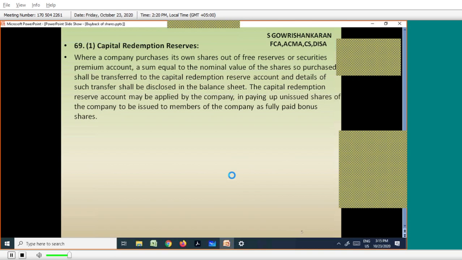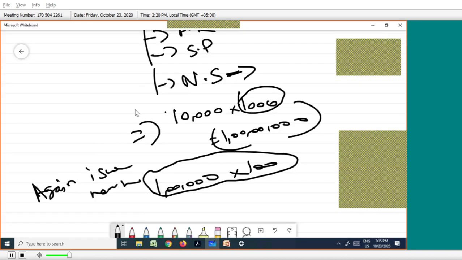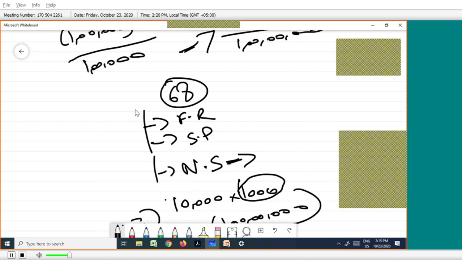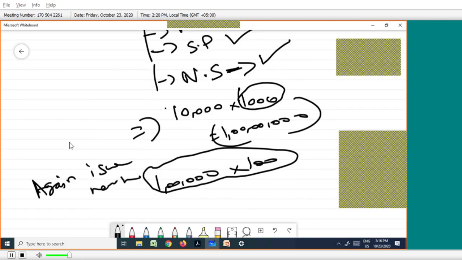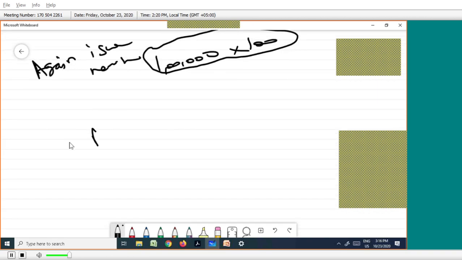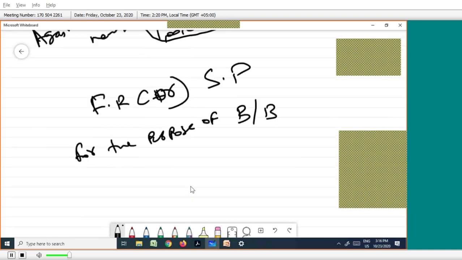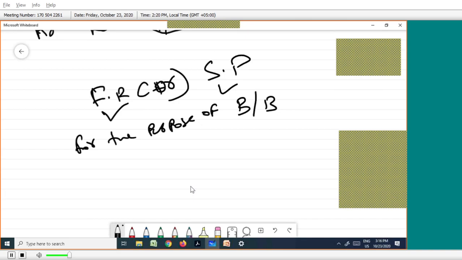So what they are trying to say is, as I said, company can do buyback under Section 68 by using the following. One is free reserves, another one is securities premium account, another one is by issuing new shares. If you are using free reserves or securities premium account for the purpose of buyback, remember, not new issue of shares.